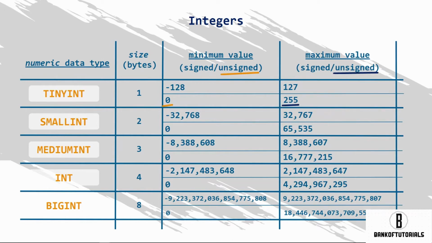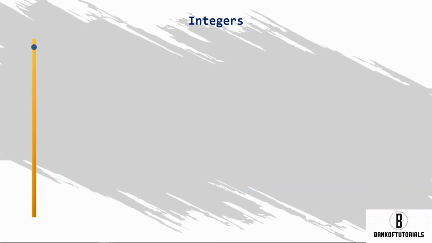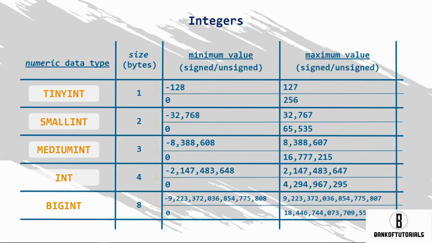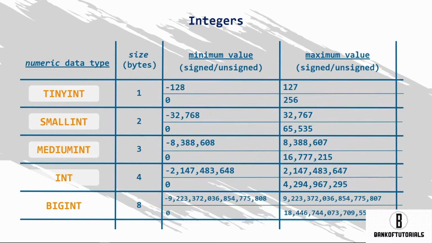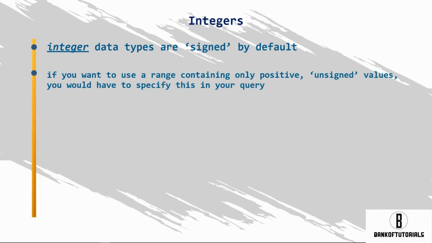We must mention one last thing regarding this topic. Remember, integer data types are signed by default. Put differently, SQL assumes you would refer to the upper representation of the given type, the one including both positive and negative values in the range. If you want to use a range containing only positive unsigned values, you would have to specify this in your query. We will see a relevant practical example later in the course.